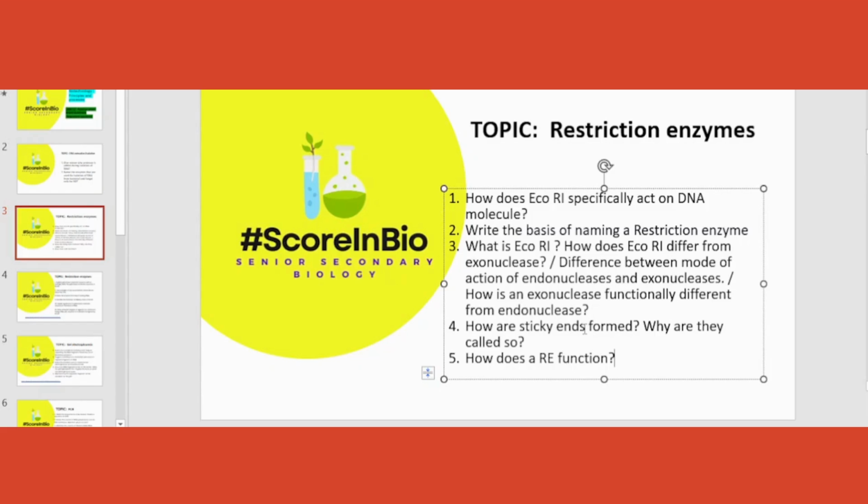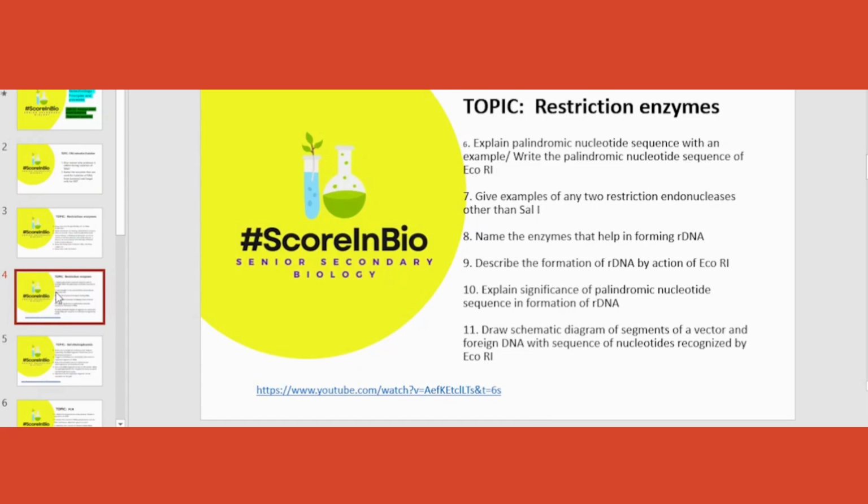Why do we call them sticky? Because they have some hydrogen bonds and they have the ability to bind to the complementary cut counterparts of DNA. How does restriction enzyme function? Same as the previous question. Here they have asked about restriction enzymes in general. In the first question, instead, they asked specifically about one of the restriction enzymes called EcoR1.